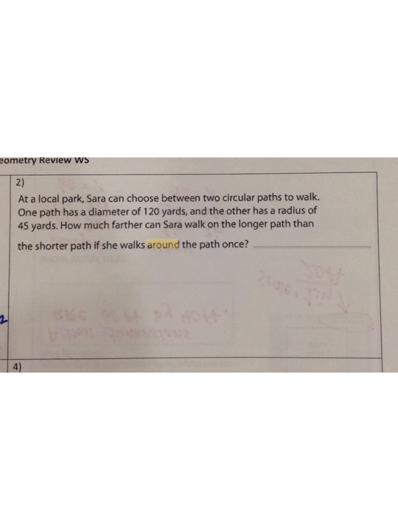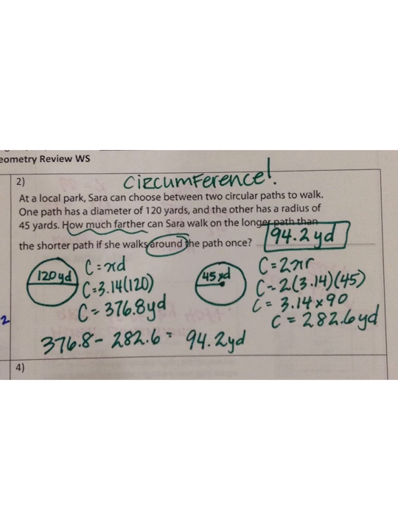My tip is to draw pictures. So draw your 2 circles and label them with diameter and the radius, and then use your circumference formula. And then the main answer you're looking for is the difference between the 2 paths and the distance. So like I said, it's a circumference problem.